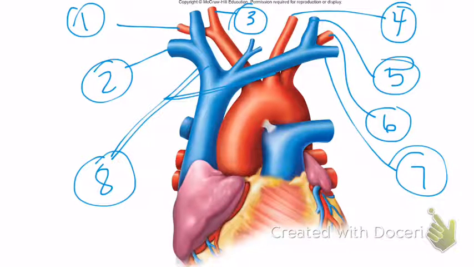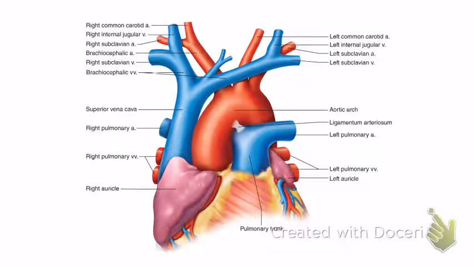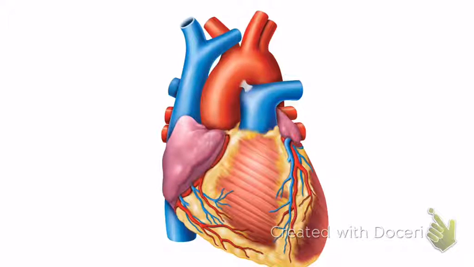Okay, number 1 is the left subclavian artery. Number 2 was right subclavian vein. I remember that number 8 was brachiocephalic because it was right down, but I lost the answer, so I'll go back and edit the video and put those in. I erased my page accidentally. Okay, just kind of going back and practicing.